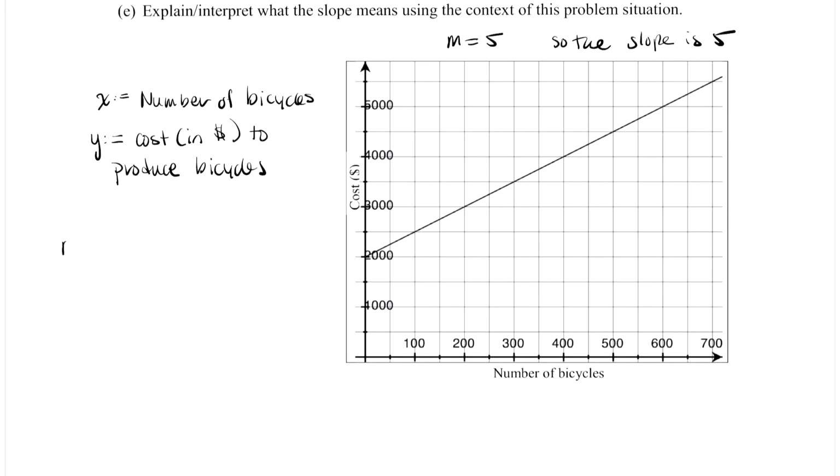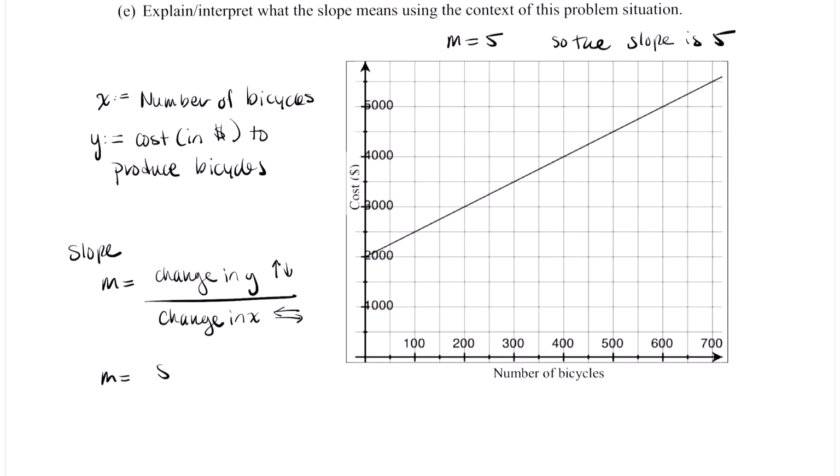And so let's recall what slope is. So the change in y, again, up and down over the change in x. And that's left and right. And so we have our slope is 5. And any whole number can be written as a fraction just by adding a 1 over it. So that means the cost, the y values, changes by 5 for every 1 change in bicycle.